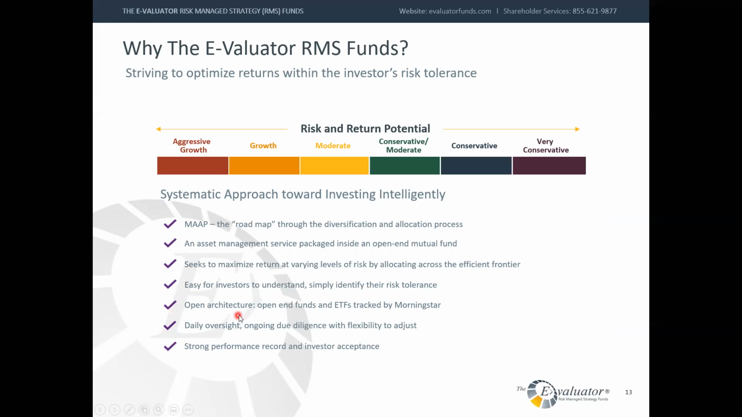We have an open architecture environment. We're not committed to any single fund company. We use open-end funds and ETFs that are tracked by Morningstar. The oversight is done on a daily basis with due diligence and the flexibility to adjust accordingly. And we do have a strong performance record and a high level of investor acceptance.